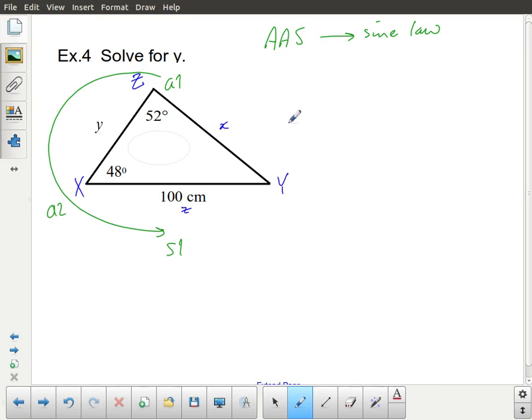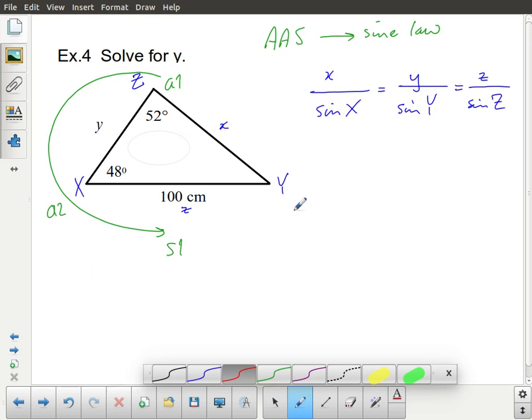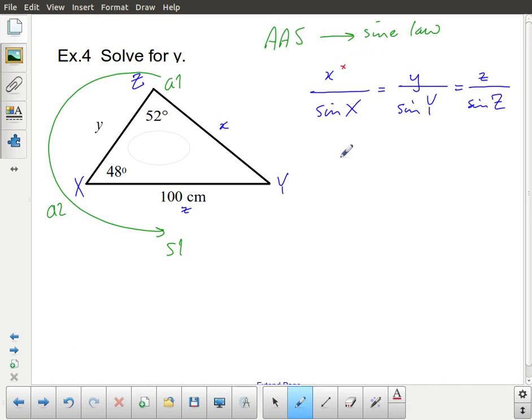So now let's go straight to the sine law on this. We're interested in side lengths, so I'm going to write x over the sine of x is equal to y over the sine of capital Y is equal to z over the sine of capital Z. And let's go through and see what we have. Do we know the side x? No. Do we want the side x? No. So I'm going to put a little cross next to it.